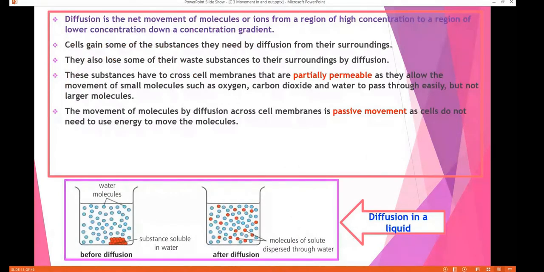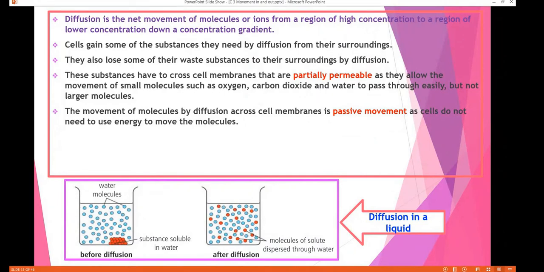Okay, so this picture shows you diffusion in a liquid, how it takes place. If you're going to define diffusion, as we did already, it is the net movement of molecules or ions from a region of higher concentration to a region of lower concentration down a concentration gradient. And it is a passive movement. We are calling it passive because no energy is involved.